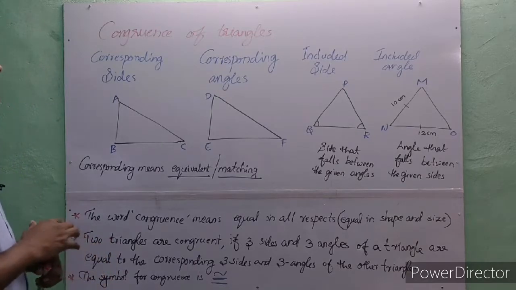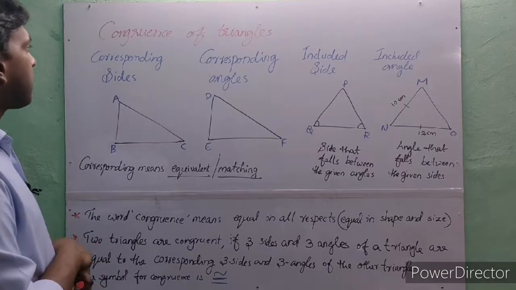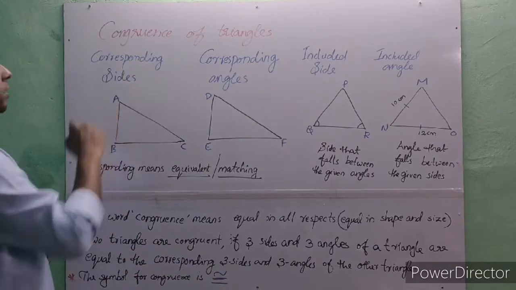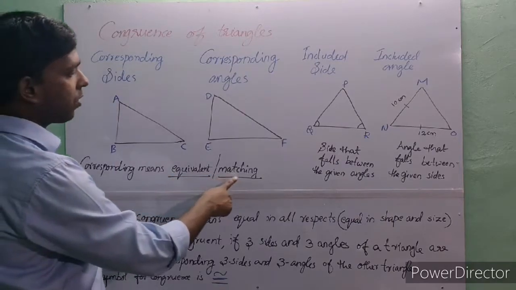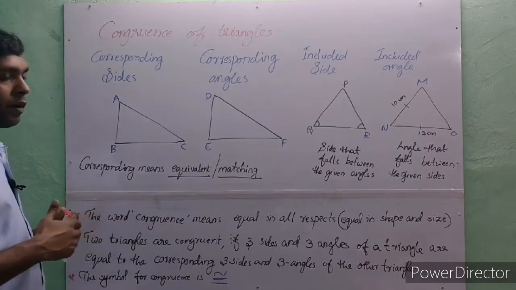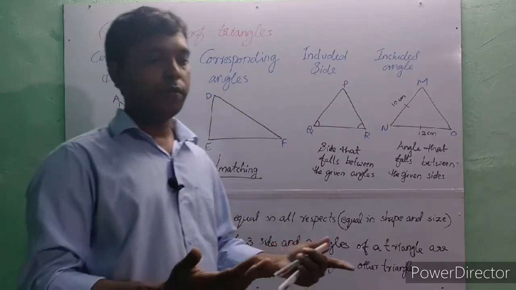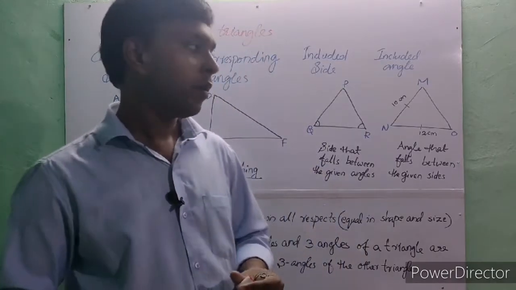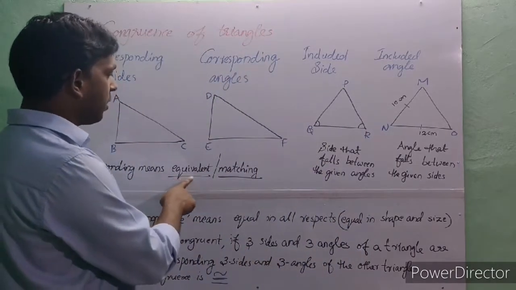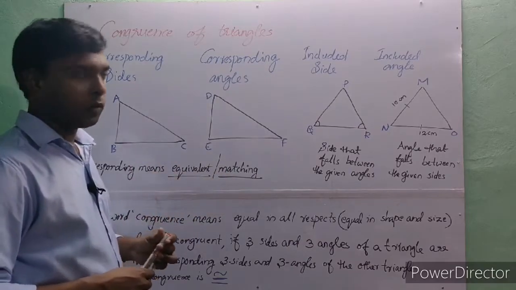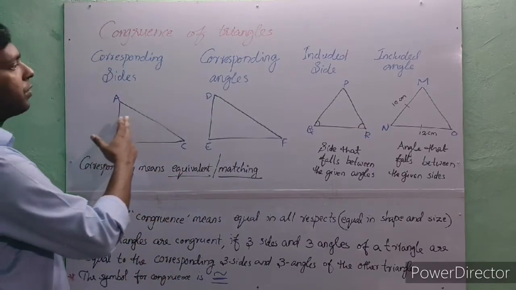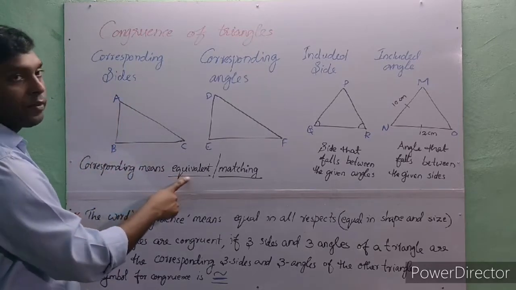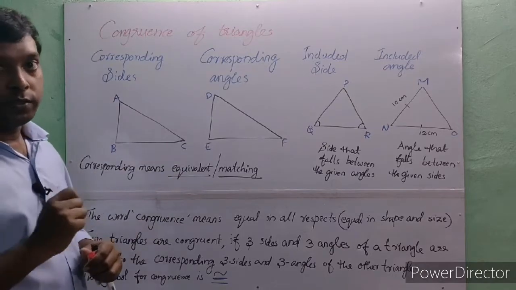First of all, we have to be familiar with the term corresponding sides. See, the word corresponding means equivalent or matching. So when we say corresponding things, if there are two things before you, what does it mean? Those two things are equivalent or matching. You understand? So let us look into these two triangles. Corresponding sides means what? Equivalent sides or matching sides.